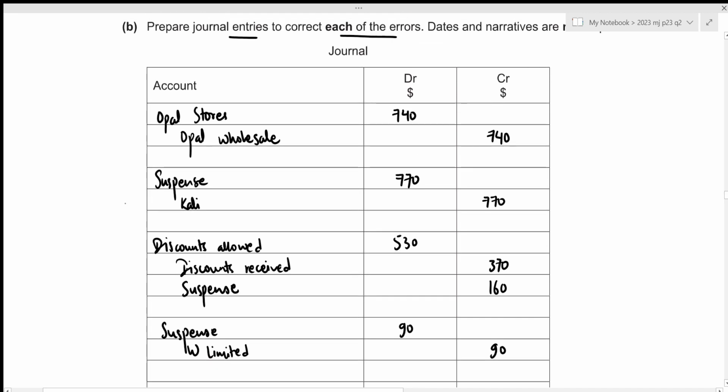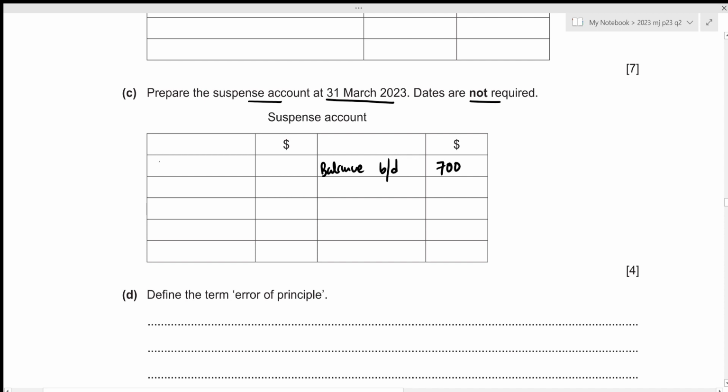Since we've already created journals, we just need to post those transactions with suspense account in it. So for the first one, we do not have suspense account, so we don't need to record it. For the second one, we have suspense account on the debit side, which means that in the suspense account's ledger, we would have to put Kali with the amount 770 on the debit side itself, because the suspense account in this journal is on the debit side. So that will be Kali with 770.